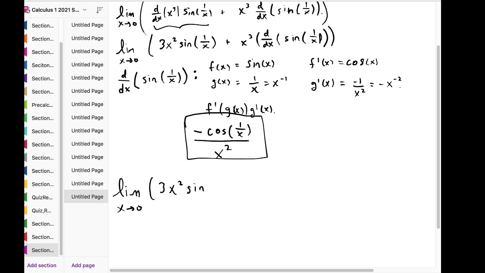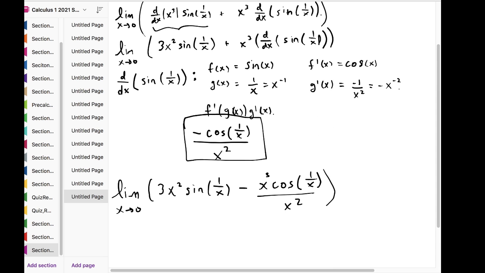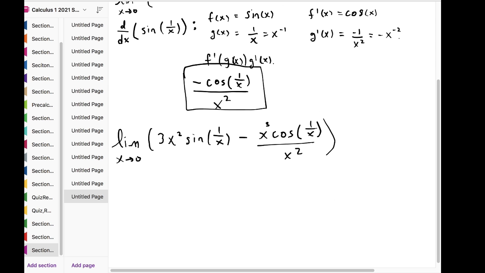Does anyone know what the limit is? So just to see, I might as well write it in. So there was an x cubed here. So there's an x squared now in the denominator. Anyone know what the limit is as x approaches 0?